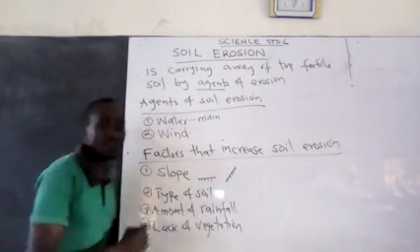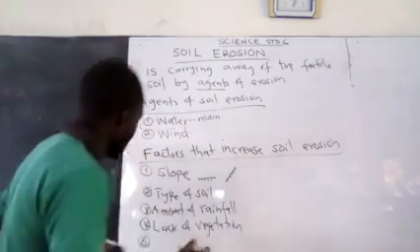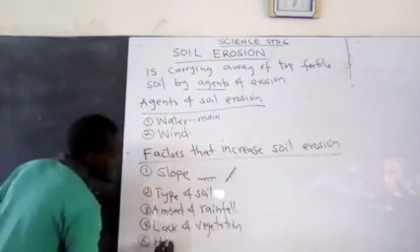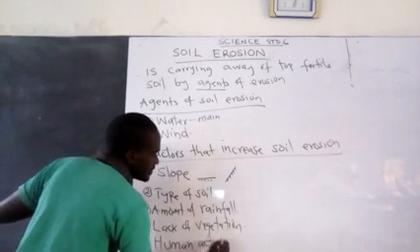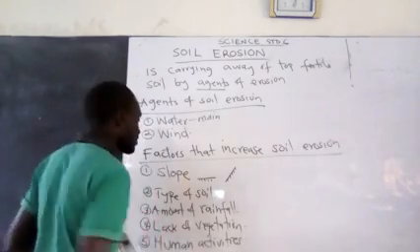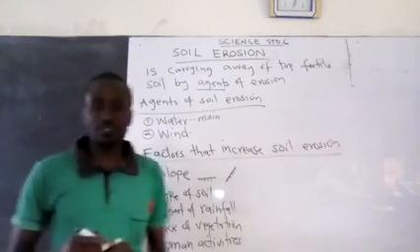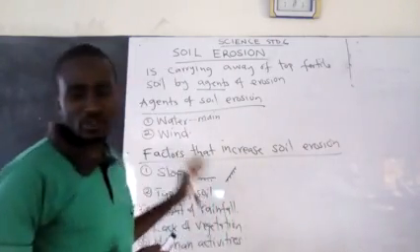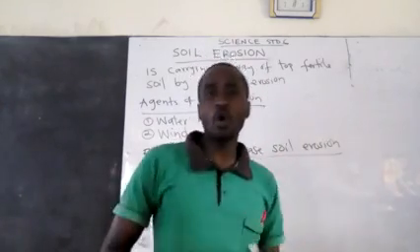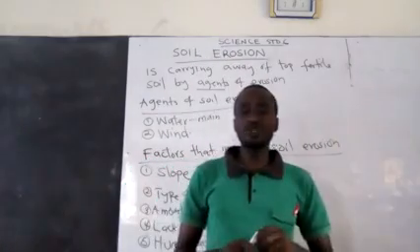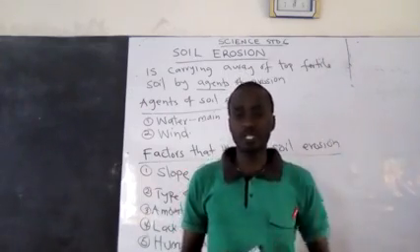Then we have number 5. Number 5, we call it human activities. Now this one is specific. Human activities. Remember, we say lack of vegetation can be brought by human activities. There are human activities which increase soil erosion. These are activities done by man or human beings which increase the rate of soil erosion.